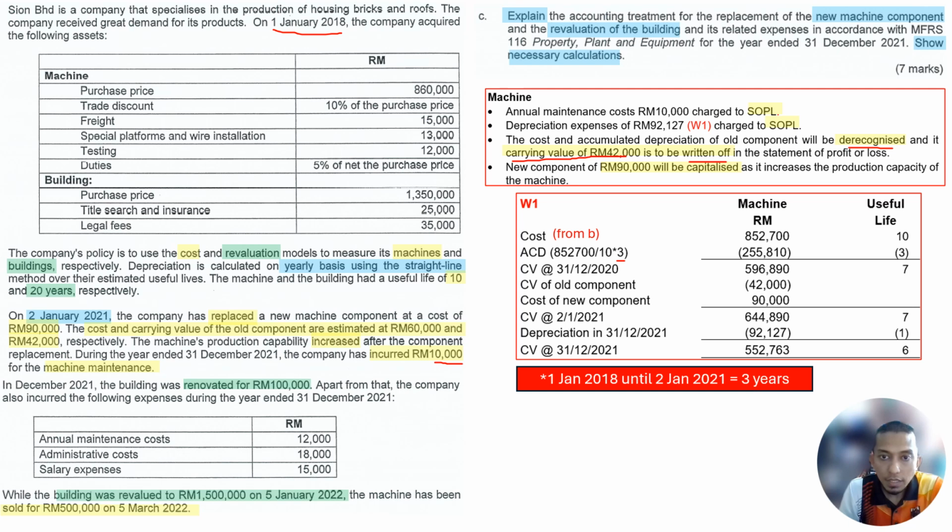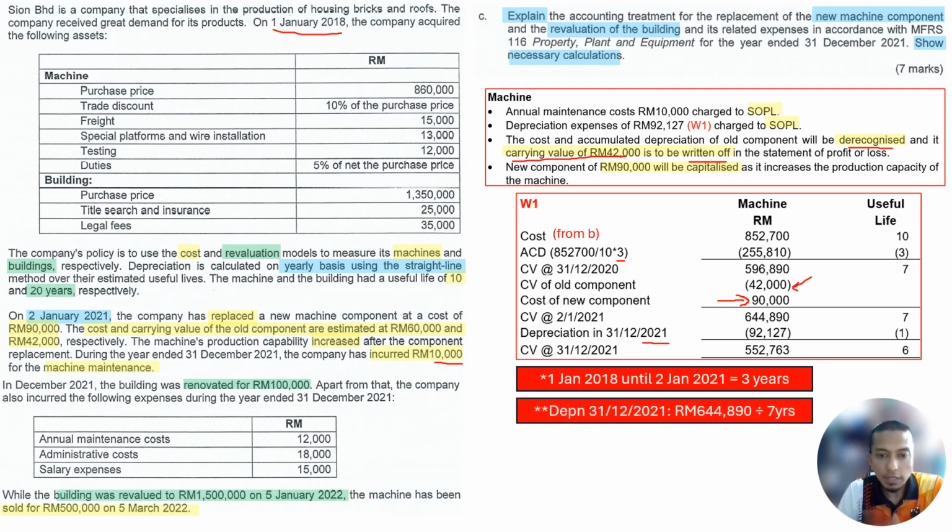So you can see here the total is 255,000. 810 here. Okay, so for next, after you get the carrying value here, minus the carrying value of the cost that you are going to dispose, and the new component add on because you recognize or capitalize it, right? Then the depreciation for 2021 is 92,127.